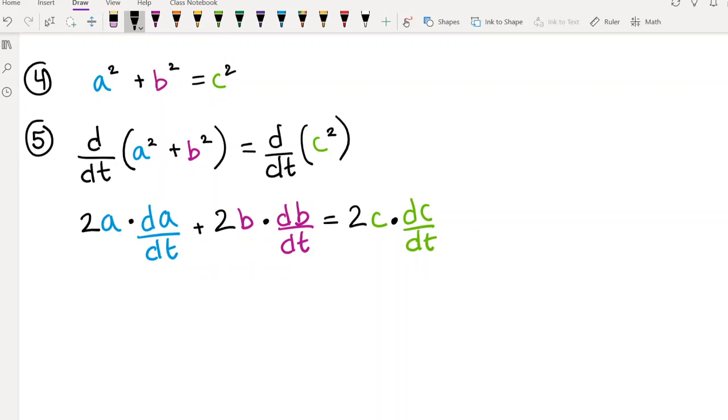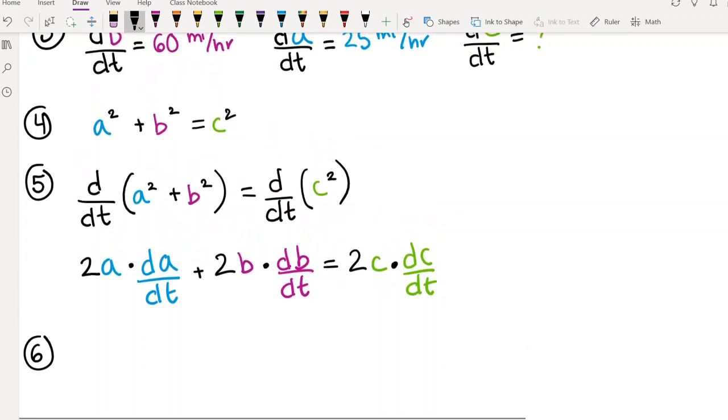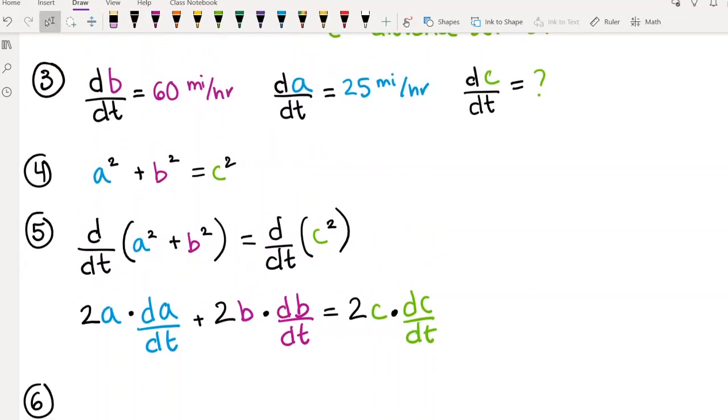Okay, so the last step is to plug in what we know and solve for what we don't know. There's an extra step here: we have to look at what information we have, what we're solving for, and what we still need in order to make our equation solvable. We know what dB/dt is, so we can plug something in for it. We know what dA/dt is, so we can plug something in here. We're trying to solve for dC/dt, so that stays there. But that means we need to figure out what A, B, and C are, because otherwise we wouldn't be able to solve for dC/dt. So we need to find some numbers to plug in for A, B, and C.